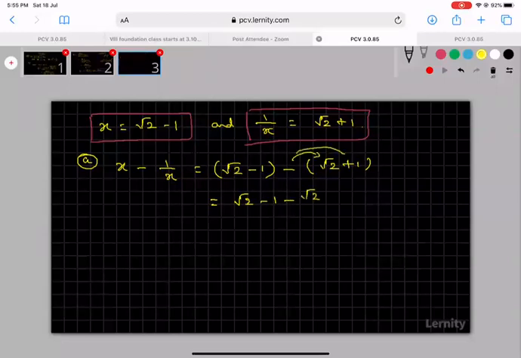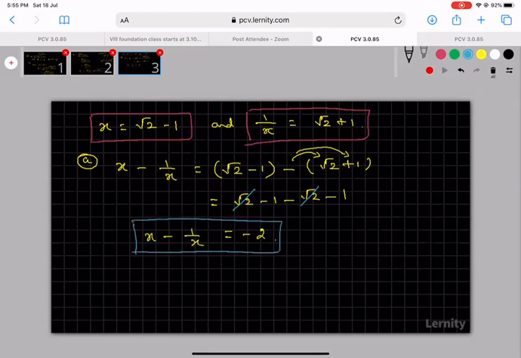Minus root 2, and plus into minus is equal to minus 1. Here you see this is plus root 2, plus root 2 minus root 2 is cancelled. So the balance you are having is minus 2. Then x minus 1 by x value is minus 2.